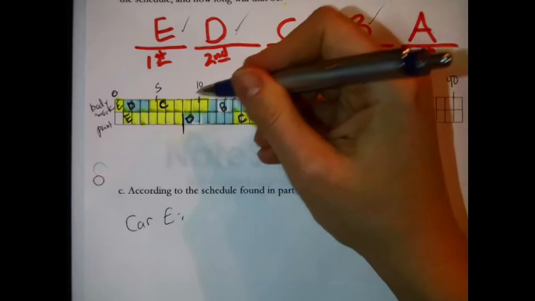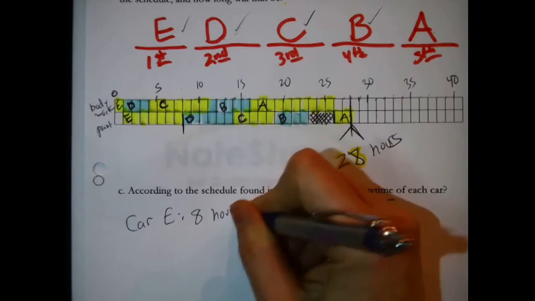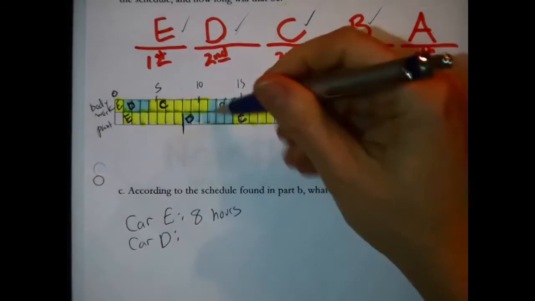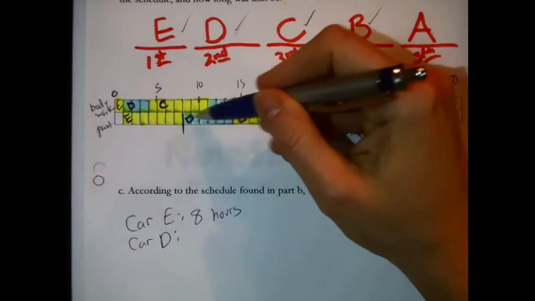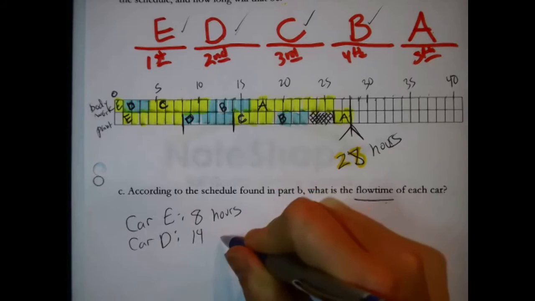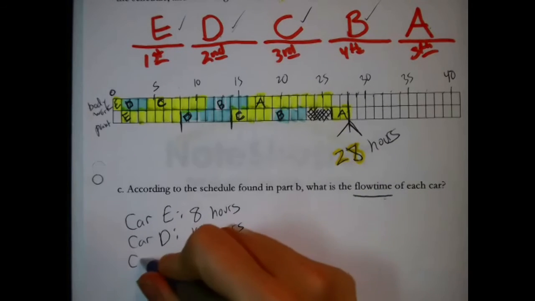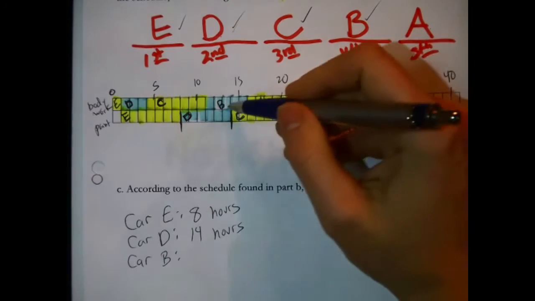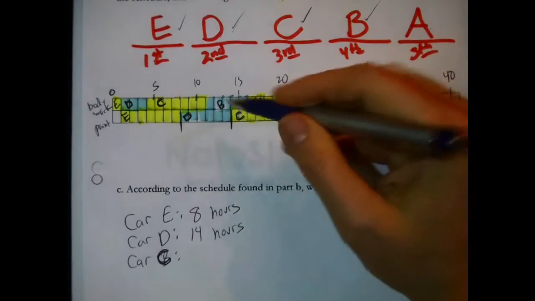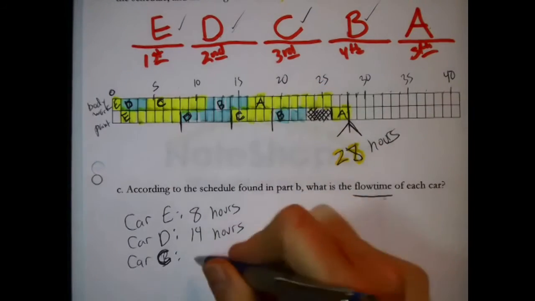And the painting here will be finished in 8 hours. Then for car D, we just read this information off of our Gantt chart. The painting will finish up right here, and that is in 14 hours. So the flow time for car D is 14 hours. For car C, that would be the easiest thing to do next. Find C in the paint shop. Here it is right here, and it's being finished up in 19 hours.